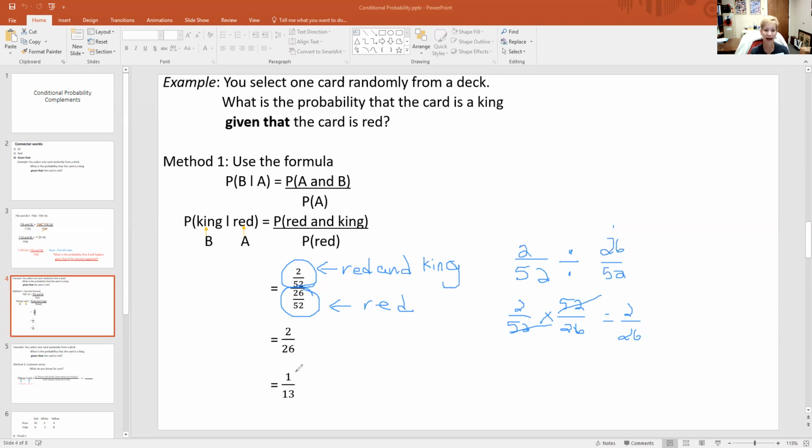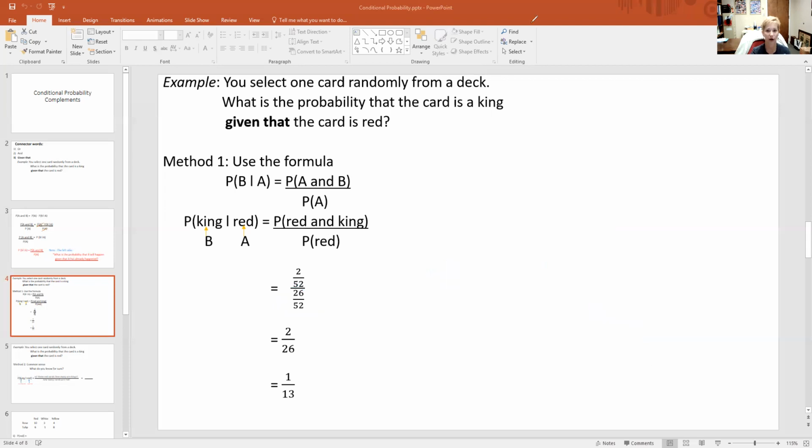So I get 1 out of 13 for the chance, if I know the card is red, that it's a king. 1 out of 13. If you leave me an unreduced fraction, I'm going to count it wrong. You can either give me an approximate decimal or an exact fraction reduced to lowest terms. Now, that's using the formula. That's probably not how I'm going to do it. I'm going to use good old-fashioned common sense, because it's quicker.